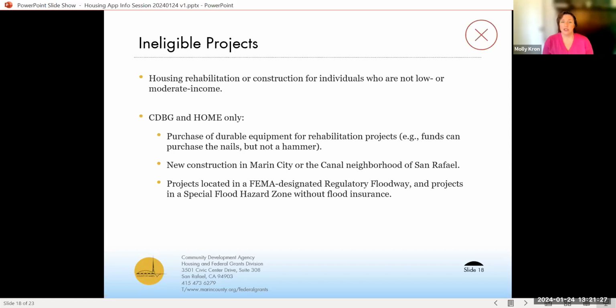For new construction, we do not allow new construction in Marin City or the Canal with these funds. And then projects that are located in a FEMA designated regulatory floodway are precluded from being funded. However, projects that are just in a special flood hazard zone would be required to have flood insurance.